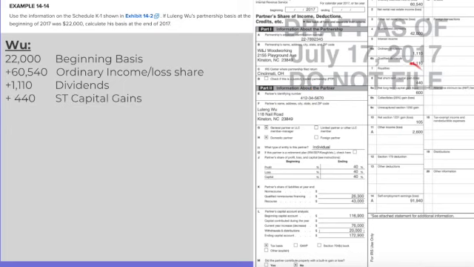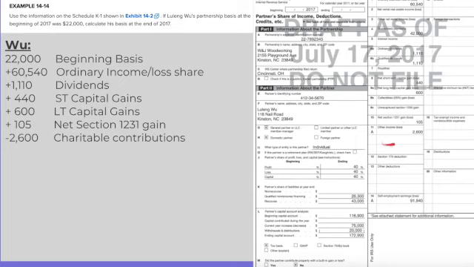We add the short-term capital gain from here. We're going to add the long-term capital gain from here. We're going to add our net Section 1231 gain and then subtract our other income loss items here on line 11, $2,600. How do I know that was charitable contributions? You have to look at page 2 of Schedule K-1. Whatever the code is right here, there is a key where you look: line 11, code A, that's 2600. And same for all of these lines. There's a spot to put a code and a spot to put an amount, and you look in the instructions to see what the code stands for.